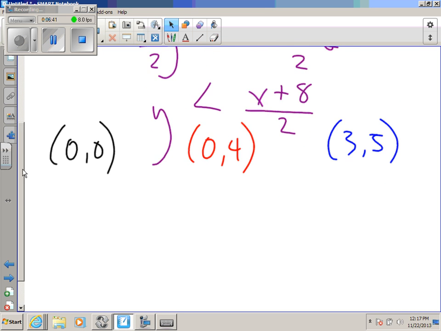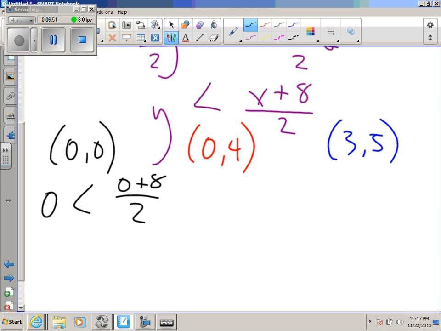All right, so here we go. Let's test the first one. If we say y is 0, and we say 0 is less than 0 plus 8 over 2. Notice I just substituted my values for x and y into where x and y are in the inequality. Now I'm going to do the work. 8 over 2 is what? Which is 4. Is 0 less than 4? So this would be a solution. Because it works. Makes sense.